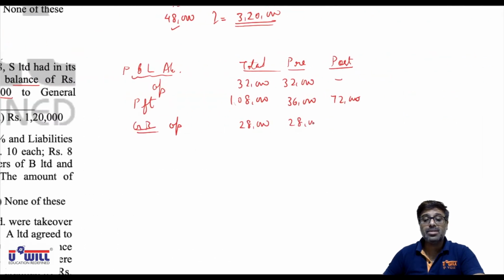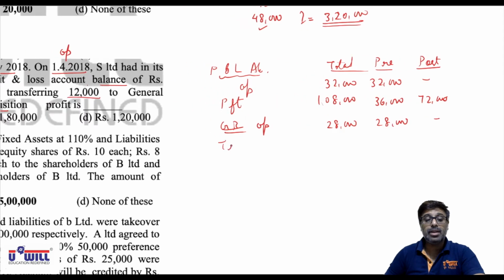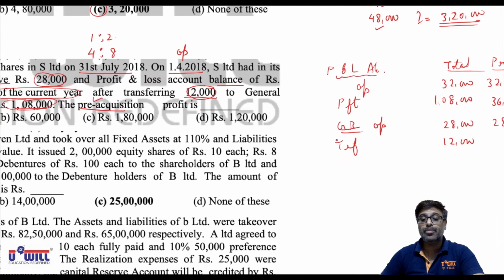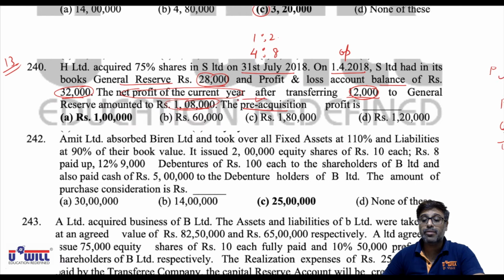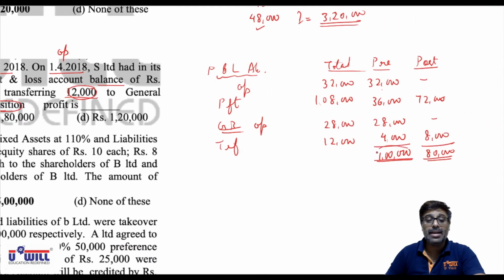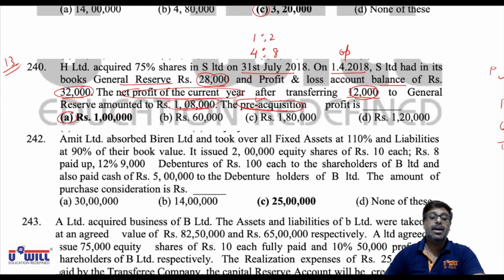Then what is the transfer during the year? 12,000. So that 12,000 we will distribute in the time ratio 1:2. 12,000 into 1 by 3, 4,000. 12,000 into 2 by 3, 8,000. Now what are the total pre-acquisition profits? 30, 60, 80, 82, 88, 96, 1 lakh. And what are the total post-acquisition profits? 72,000 plus 8,000, 80,000. The question asks for pre-acquisition profits, that comes to 1 lakh. So this is our answer.